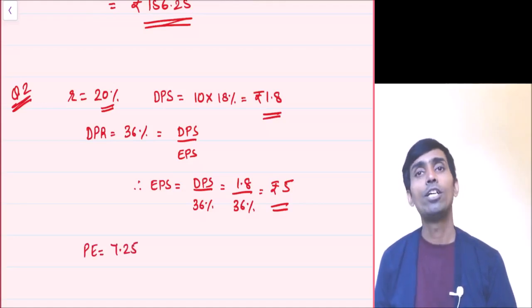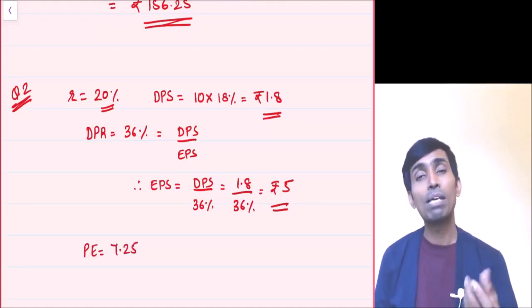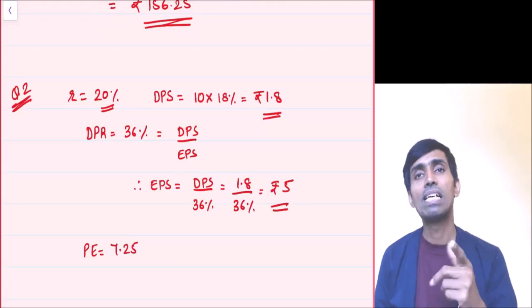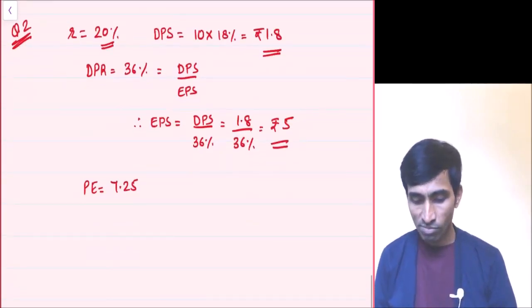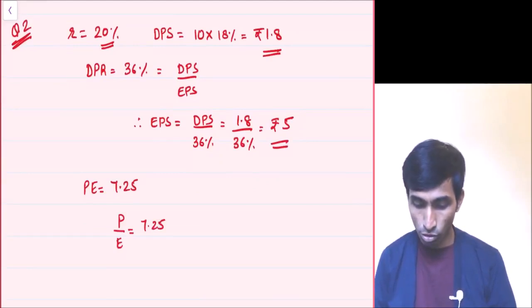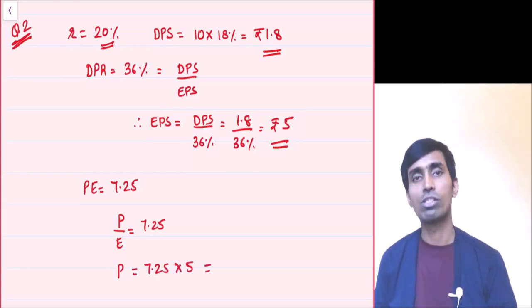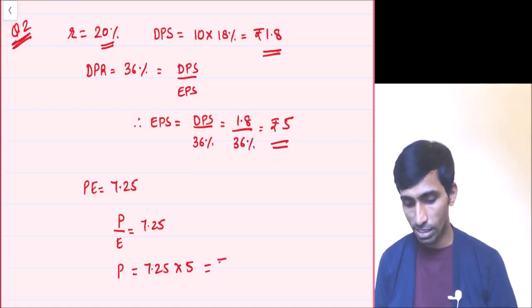7.25. So from the P, what will I get? If I know the EPS, I can calculate price. So P is equals to 7.25. My price I don't know, but EPS I know, so therefore price is equals to 7.25 multiplied by EPS, that is 5. 5 into 7.25, answer is how much? 36.25. Copy.